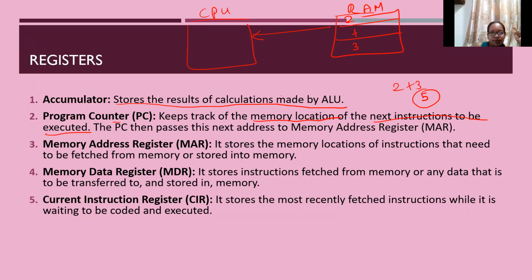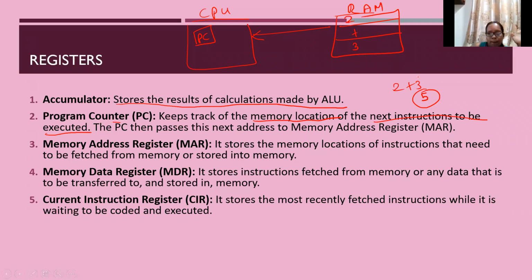Now, the program counter, the PC, right? It's mentioning what is the memory address that the CPU should take next time. That means what is the memory address of the data that is needed to be executed next by the CPU.